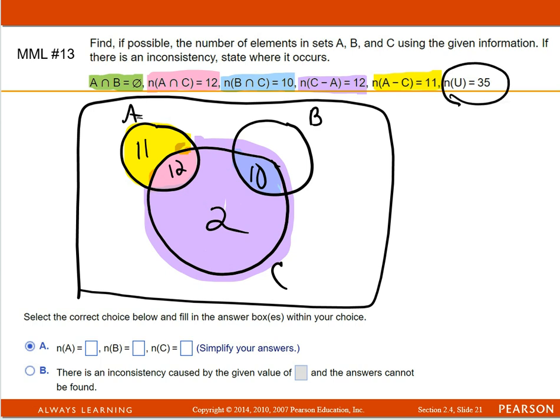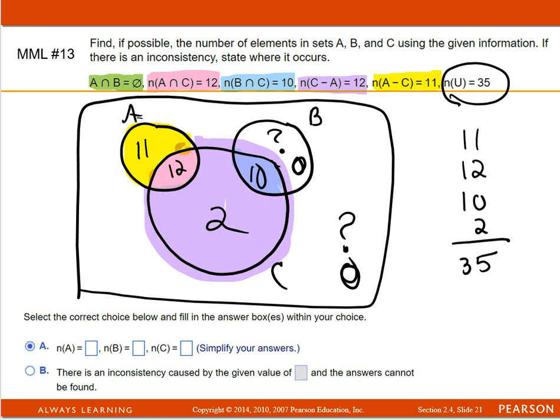Well, right now, I've got 2 places that are missing. I don't know what is in this crescent moon, and I don't know what's out here. But if you add the 11, the yellow 11, the pink 12, the blue 10, and the 2 in the purple, that adds up to 35. You've already got every single element in this picture. So that means there are no elements here and no elements out there.